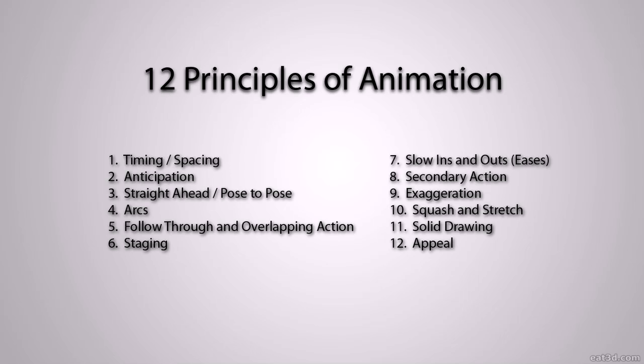The path that the arm follows as it swings between the two extremes, meaning back behind the body and then forward in front of the body, is not just a perfectly straight line. It arcs down. And we'll get into this in more detail once we get into Maya. Number 5, follow through and overlapping action.